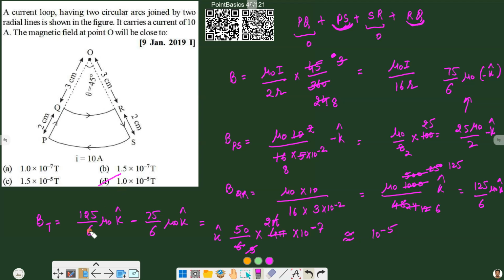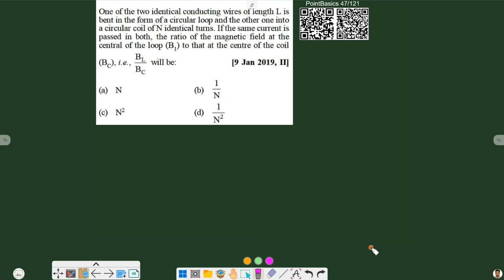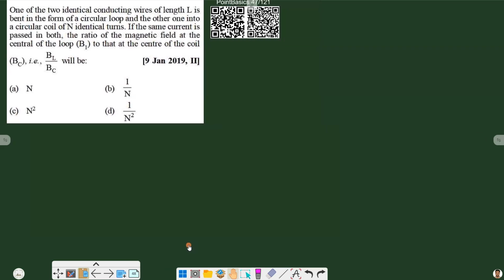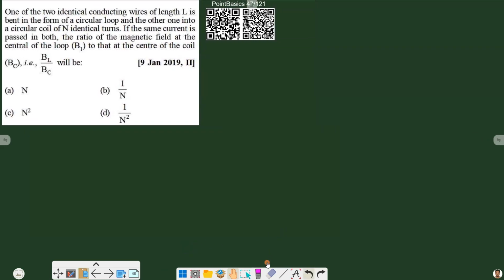Now let's move to the next one. Here we have two identical conducting wires of length L. One is bent to form a circular loop, and another is bent to form a circular coil of n identical turns. If the same current is passed through both, the ratio of the magnetic field at the center of the loop to the center of the coil will be what? So we have to solve this for two conditions, one for the coil and one for the loop.